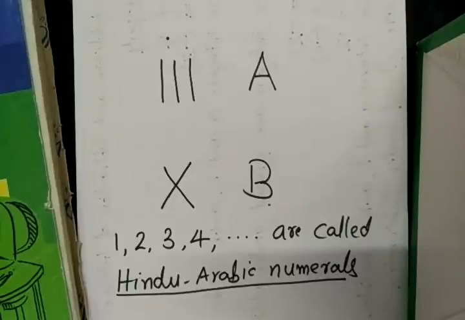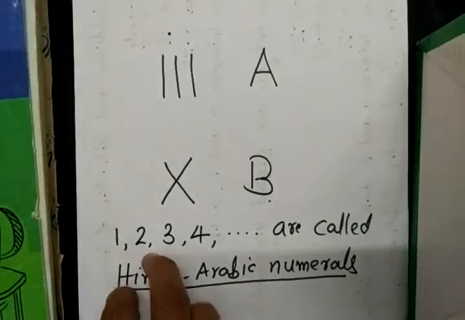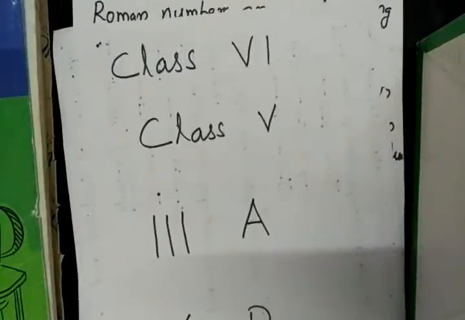Now here we study how to write Roman numbers. Do we have to memorize how to write every number in the Roman system? No. To write Roman numbers, there are certain rules, by which we can write any number in the Roman system. In the Roman system there are 7 symbols.